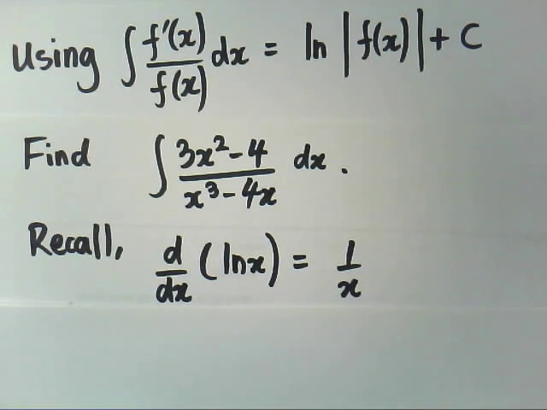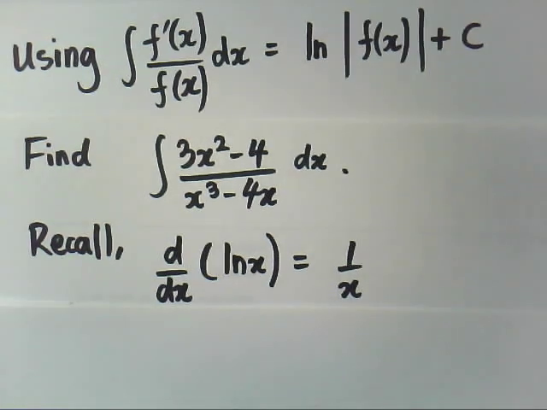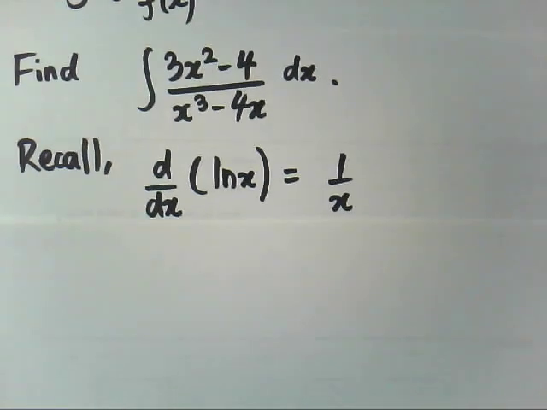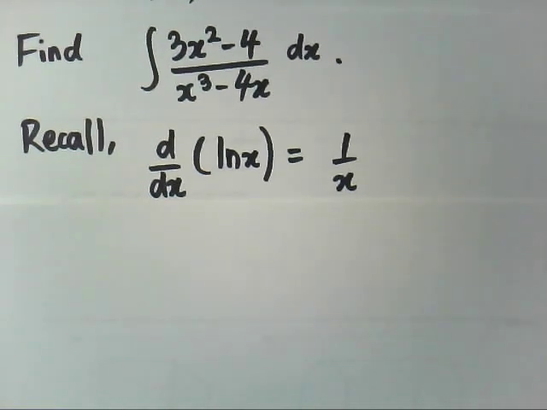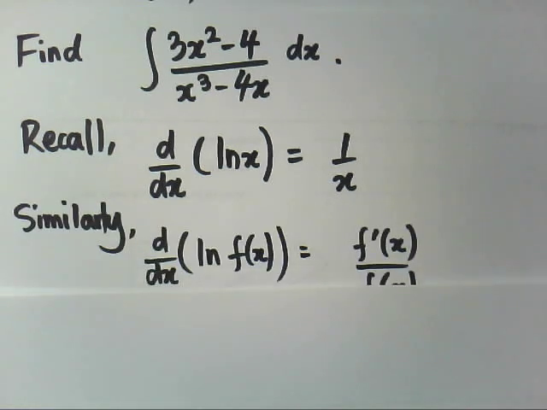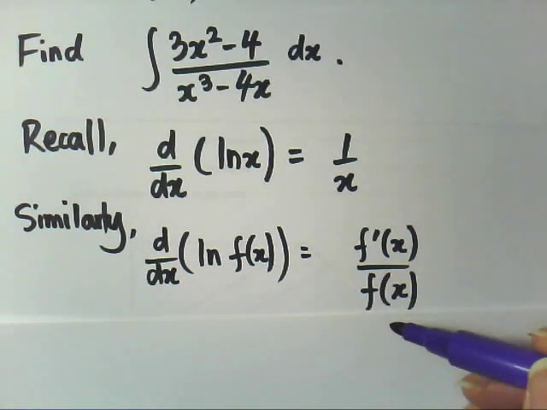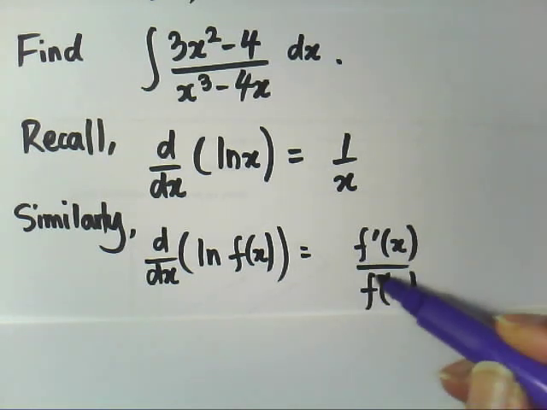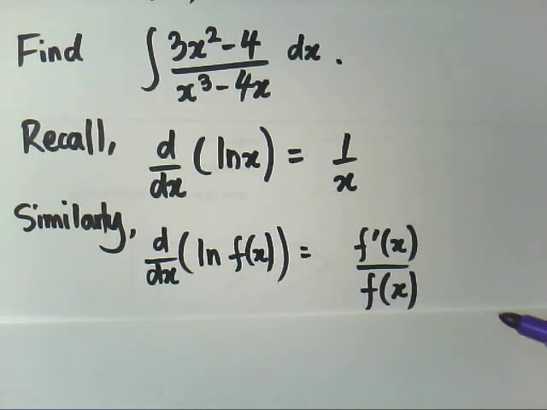over x. And similarly, if you had a slightly more complicated function, so if you were trying to differentiate the natural log of f of x, any general function, you would end up, using the chain rule, with 1 over f of x, whatever that function happens to be, times the differentiation of that function.